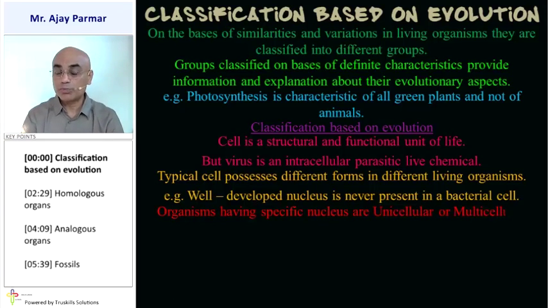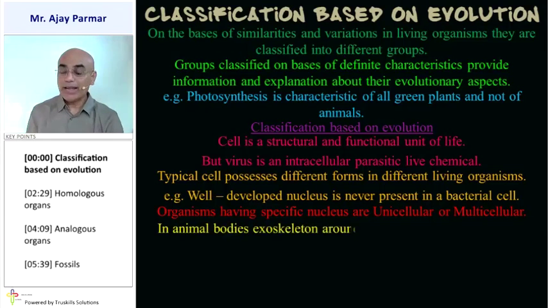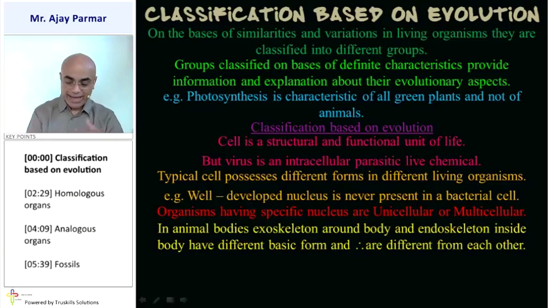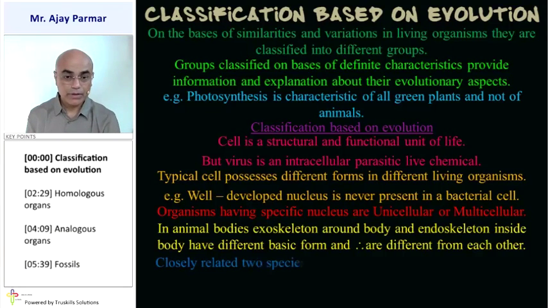Organisms having a specific nucleus are considered to be either unicellular or multicellular. In animal bodies, the exoskeleton, around the body, that means the hair and the nails and all those things, are parts of the exoskeleton. Whereas the endoskeleton, that is the bones and the cartilage inside the body, have a different basic form, and therefore these living organisms are completely different from each other.